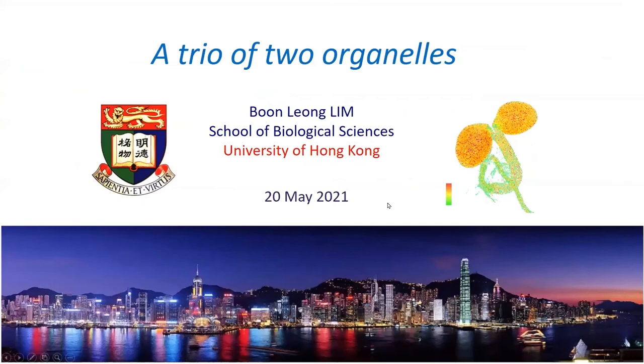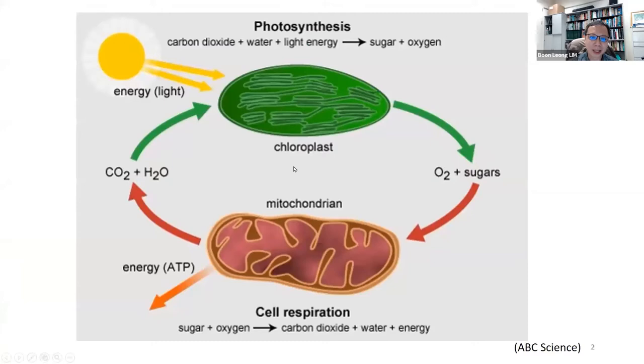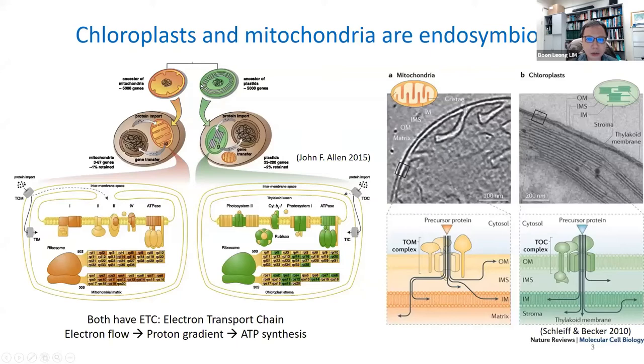Today I'm going to talk about my work on two organelles. In the high school textbook, it says that the chloroplast harvests light energy, fixes CO2, and produces sugars, which can be used by the mitochondria to generate ATP. Chloroplasts and mitochondria are actually endosymbionts, and they both carry their own genomes, and both have electron transport chains. In the chains, electrons flow through and generate a proton gradient, and each has an ATPase that can generate ATP.